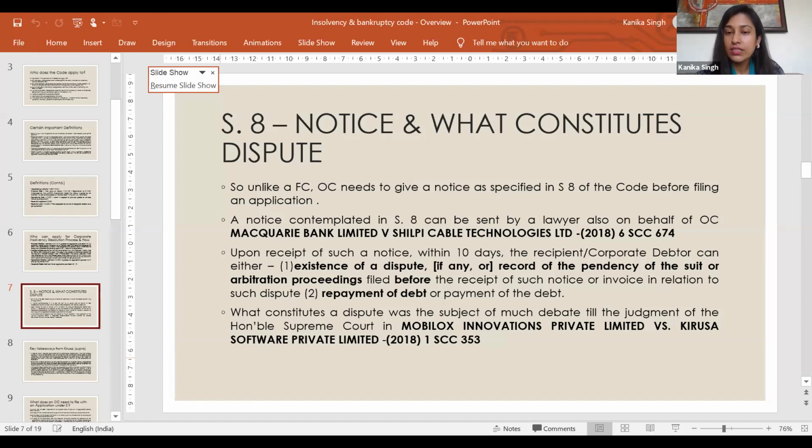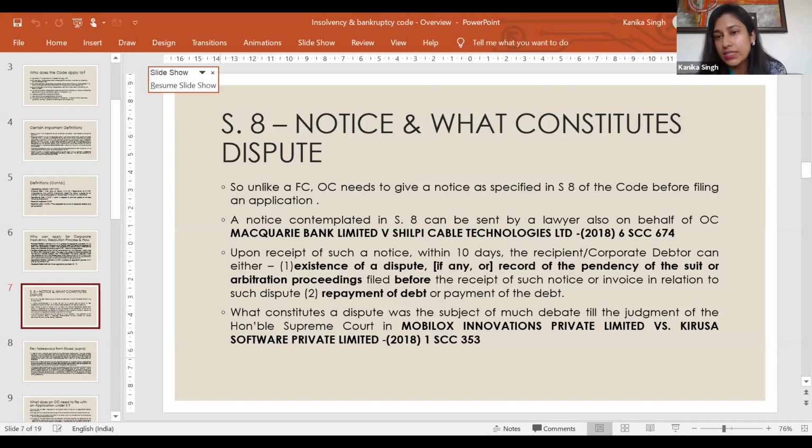Once you give a notice, the corporate debtor or the recipient of the notice gets 10 days to either say there's an existence of a dispute. And here the words are important because this has been brought by an amendment, as will be important. Existence of a dispute, if any, or record of the pendency of a suit or arbitration proceedings filed before the receipt of the notice. So what does the person who's received the notice to do?